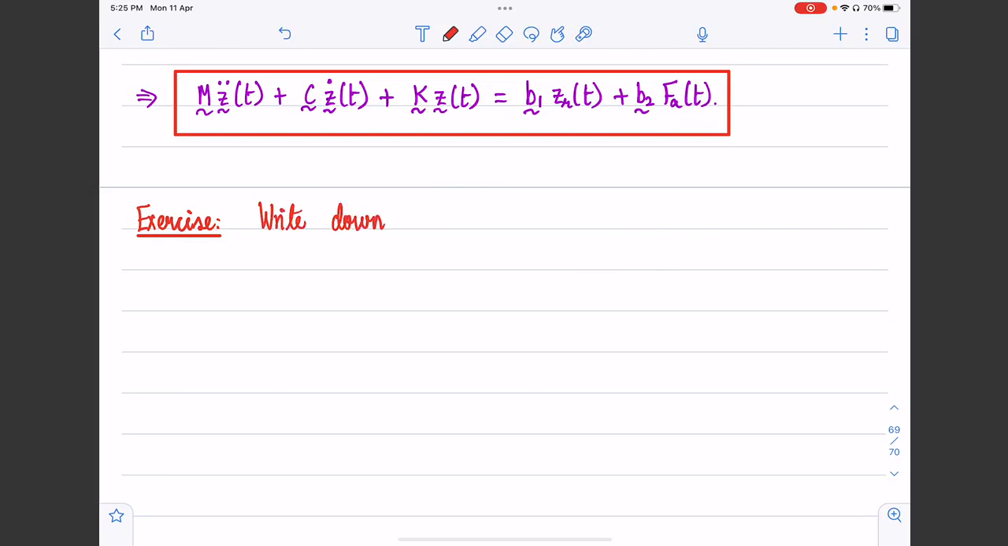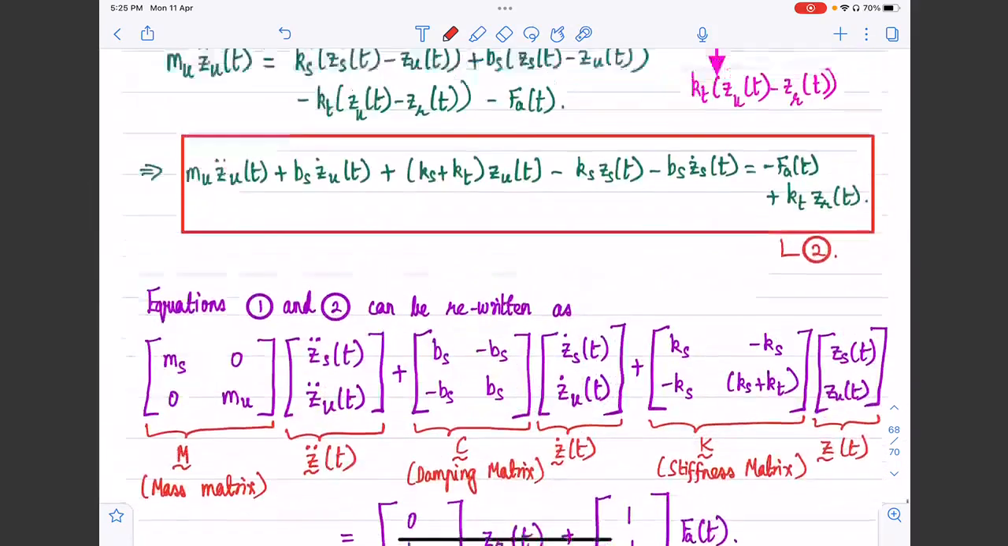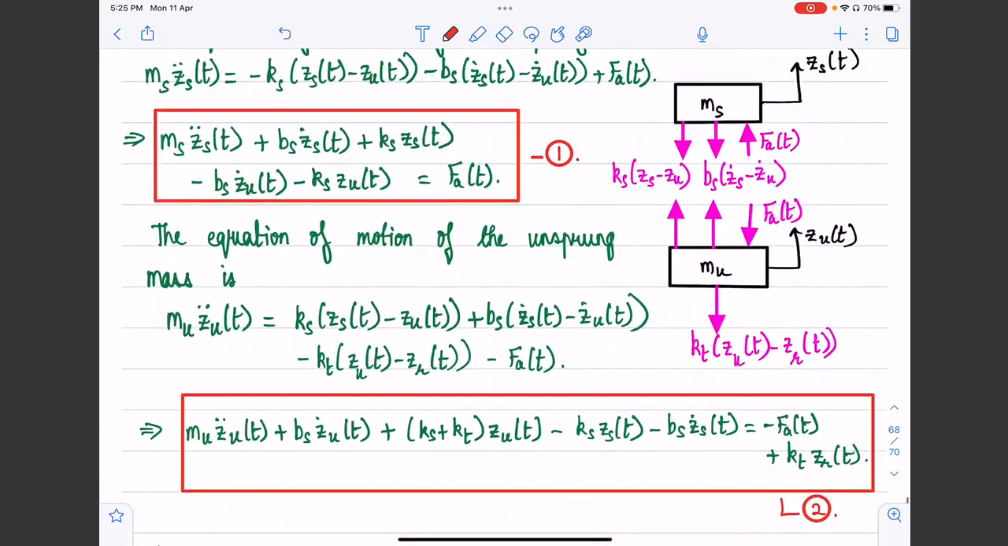What you need to do is the state space representation for both equations 1 and 2, choosing two state variables each. For example, for equation 1, you can choose ZS and ZS dot as two state variables. Similarly, for equation 2, you choose ZU and ZU dot as two more state variables. See whether you can write it in the state space.